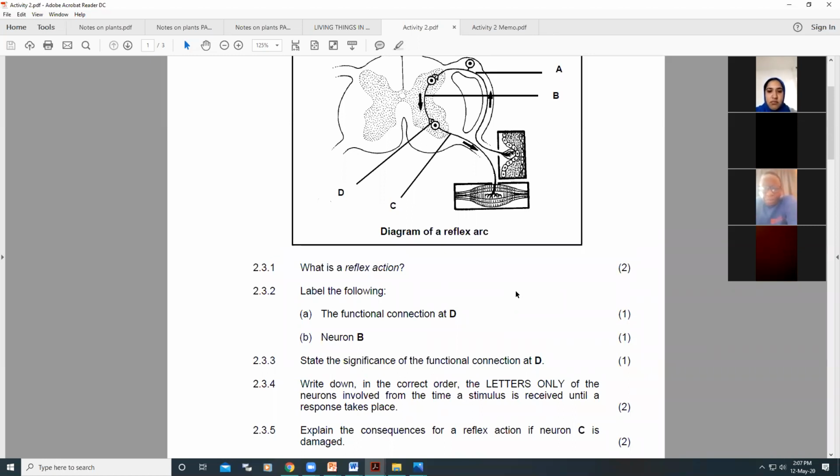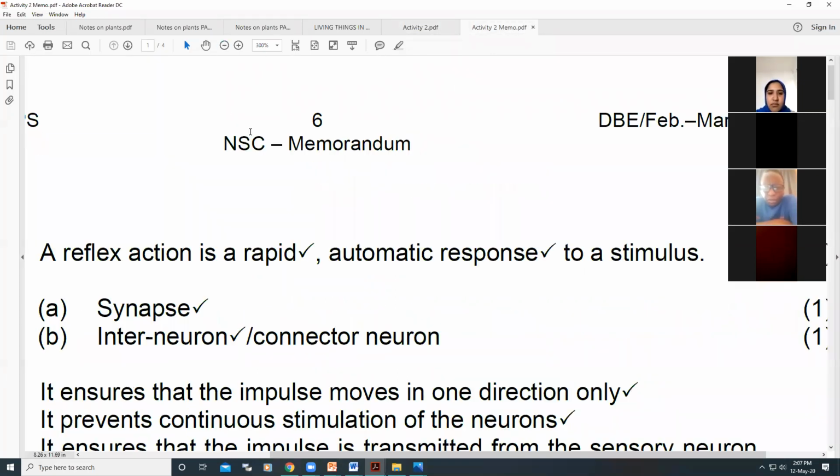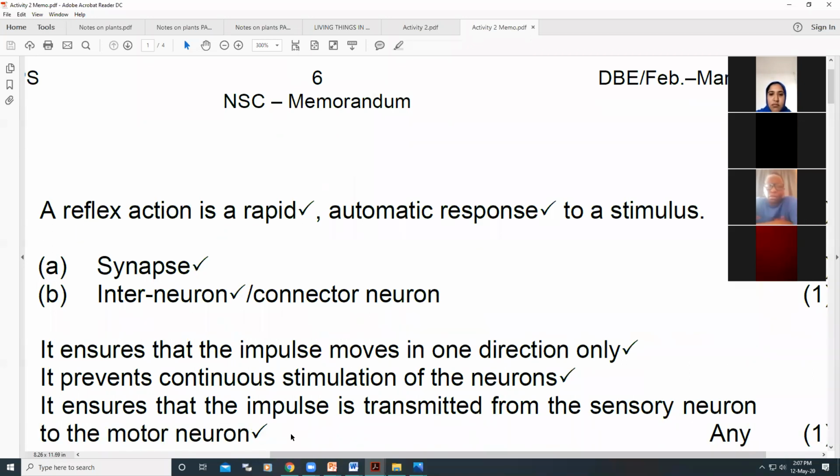Then when you want the significance, why is it important? Abrar is saying it ensures that the impulse travels in one way only, right? Iram has the same thing, that's fine. And there are many other answers also. So I'll show you the memo. We also had it in the notes when we learned the work there in the video. So it ensures that the impulse moves in one direction only. That's what was said, it's correct. It prevents continuous stimulation of the neurons. It ensures that the impulse is transmitted from the sensory to the motor neurons. When you said it goes in one direction, it's basically saying the same thing again there.